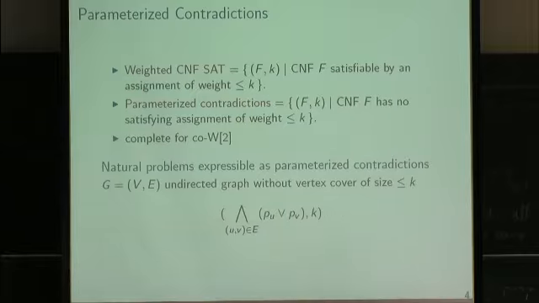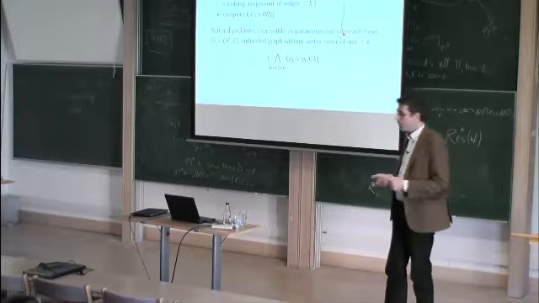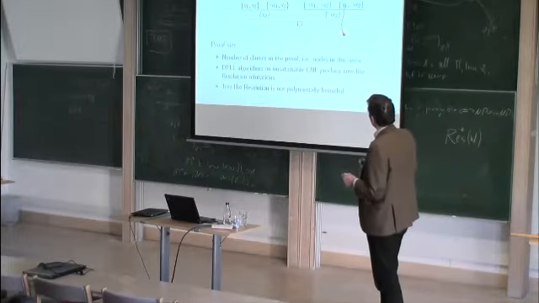So suppose you have an undirected graph, and you know that this graph doesn't have a vertex cover of size at most k. Then you can build a formula that takes variables p_u, where u are the vertices of the graph. And for all edges that you have in the graph, you take a clause saying that either you must pick u or you must pick v, and then you add k, this parameter, and then this is very naturally a parameterized contradiction, which by the way would not be an ordinary tautology.